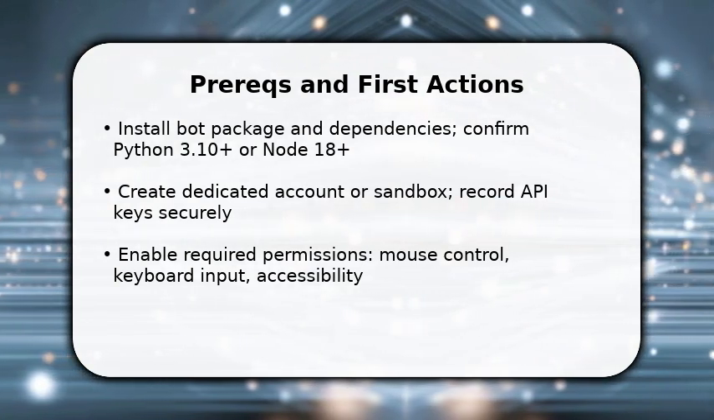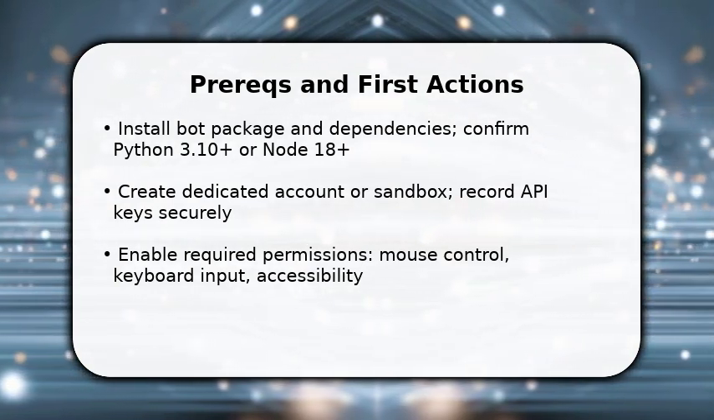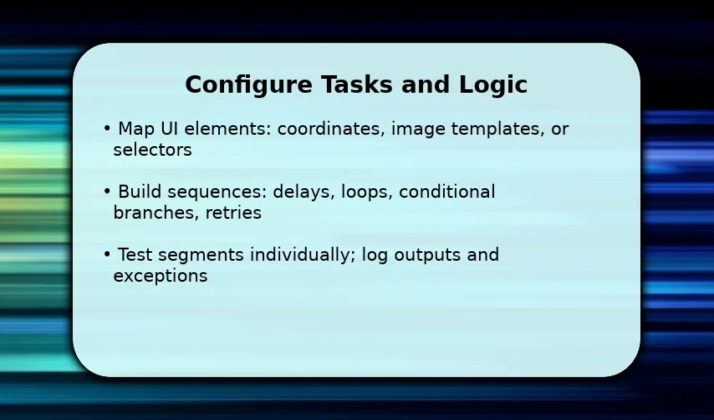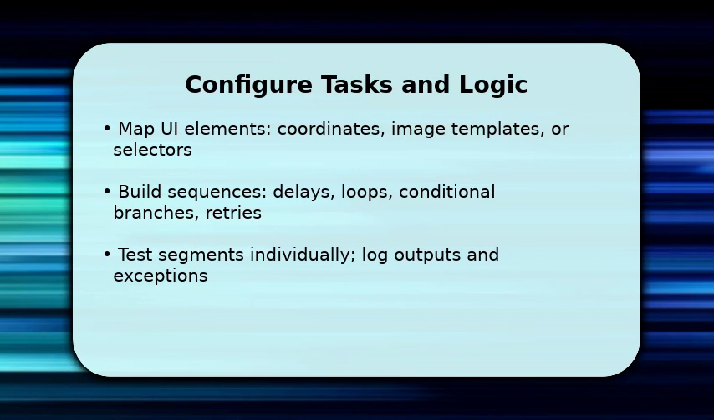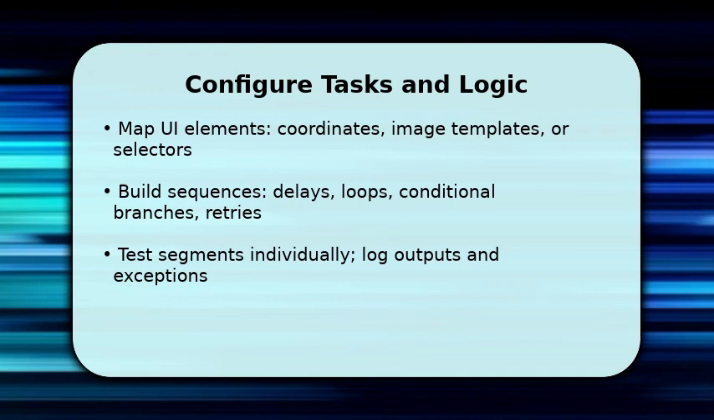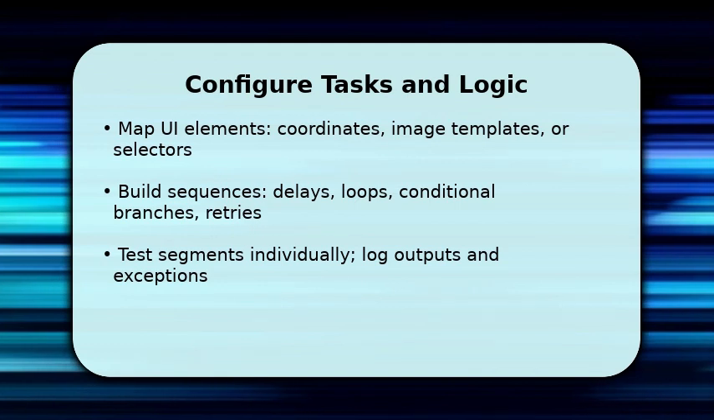You now configure the bot's tasks and the decision logic it will follow. Map user interface elements using coordinates, image templates, or DOM selectors depending on the target. This tells the bot where to click. Then build sequences combining delays, loops, conditional branches, and retry rules so behavior is predictable under variability. Once configured, run and test each segment individually. Review logs and exception traces to catch timing or selector failures. Remember to tune weights and retry thresholds to balance speed and reliability.